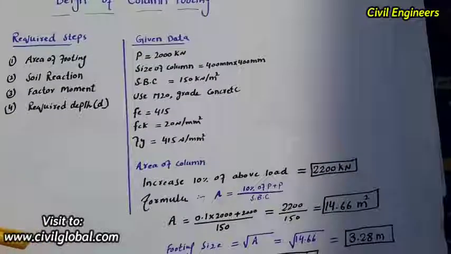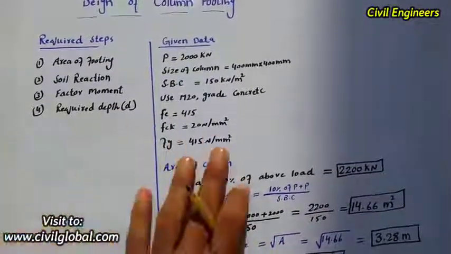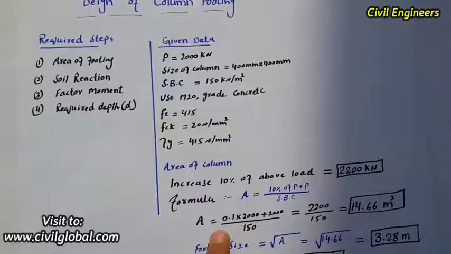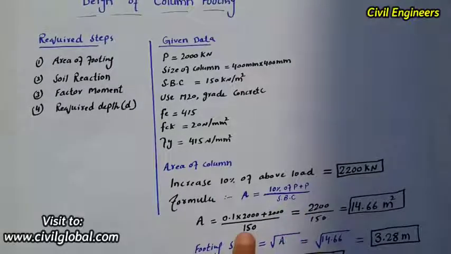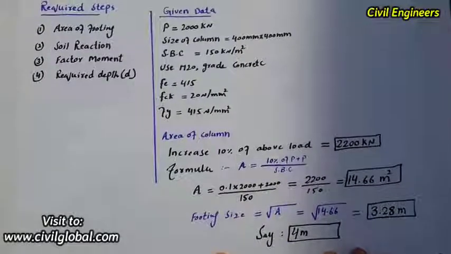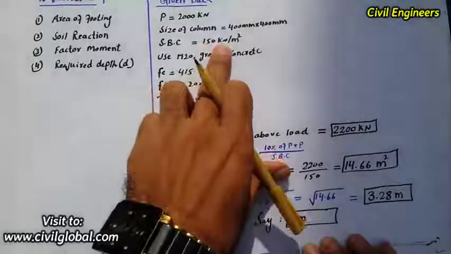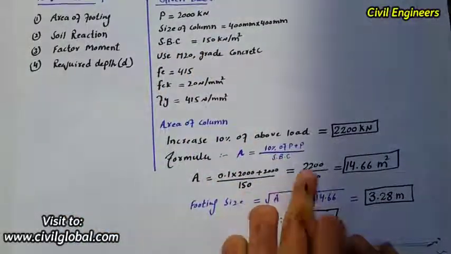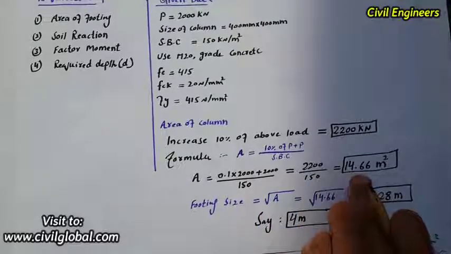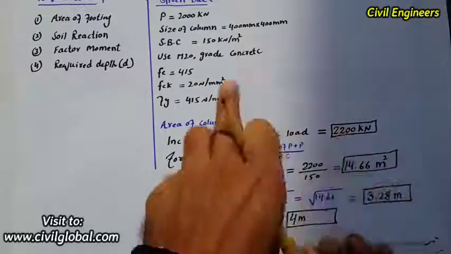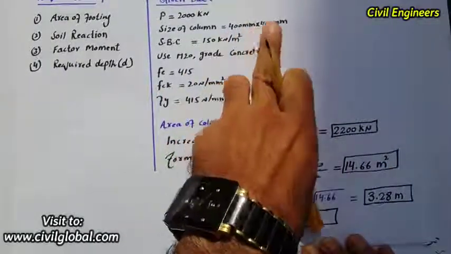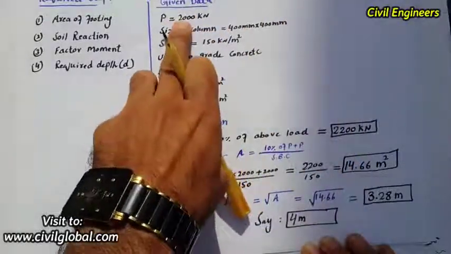Now we have to find out the area of the column. For that, area is equal to 0.1 of 2000 plus 2000, since 10% becomes 0.1, and divide by SBC. We have SBC as 150 kilonewton per meter square. So 2200 divided by 150 is equal to 14.66 meter square, which will be the area of the footing for a column size of 400 mm by 400 mm when we apply the load of 2000 kilonewton.